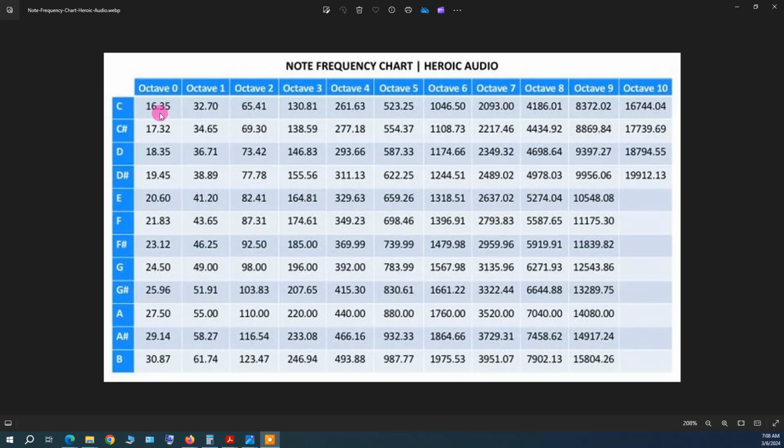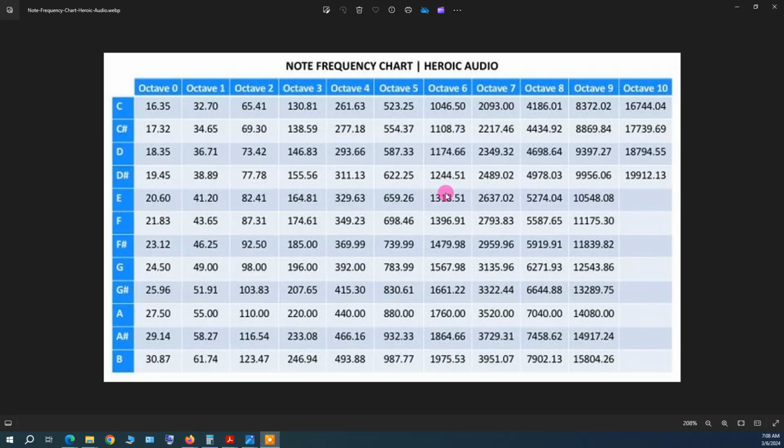For the C note, the lower octave is at 16.35, doubling the tone to create each succeeding octave. Octave 4, at 261.63, is middle C, basically on a piano. So what we're going to do is take these tone frequencies and mark them with horizontal lines on a chart.